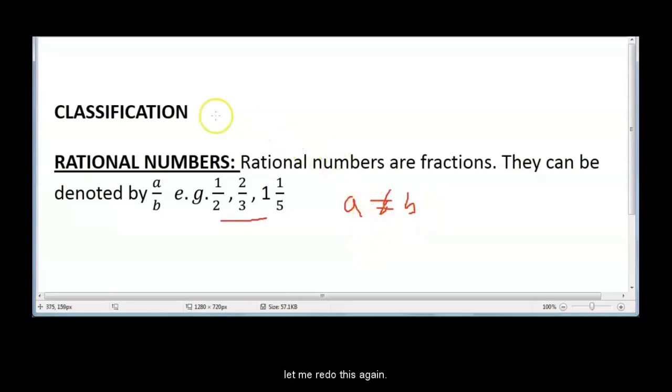Okay, we can say that rational numbers are in the form of a over b, where b is not equal to 0. What this means is that something like this, 2 over 0, cannot be a fraction.